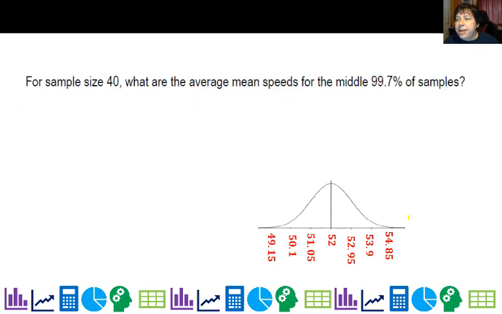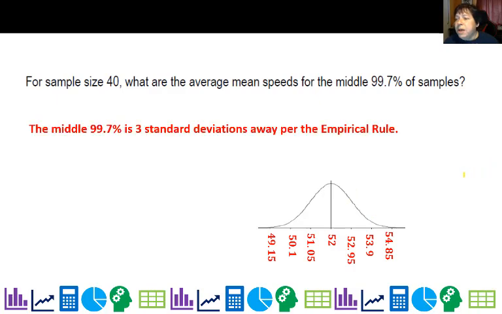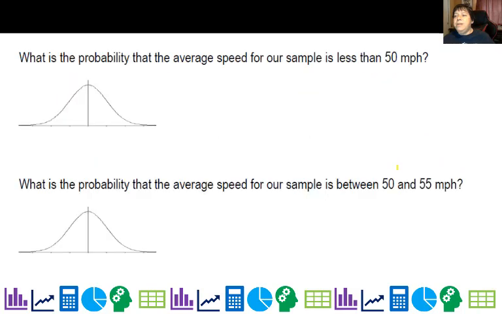Now let's go ahead and calculate what are the average mean speeds for the middle 99.7% of samples. Well, according to the empirical rule, that would be 3 standard deviations away, here and here, which gives me 49.15 to 54.85 miles per hour. Now let's do some probabilities. What is the probability that the average speed for our sample is less than 50 miles per hour?